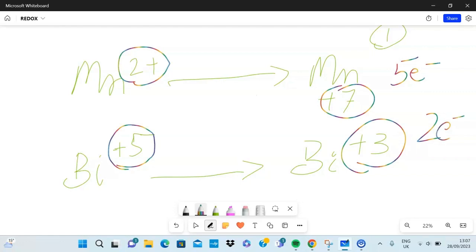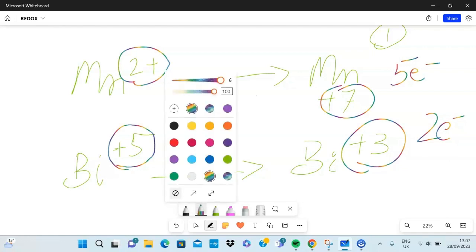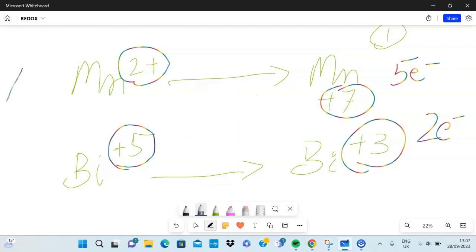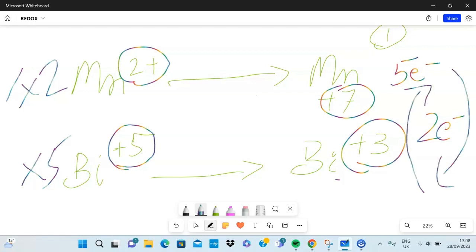Now what do you have to do to balance? Very straightforward. You just multiply with each other. Okay? So multiplying the first equation by 5. Whoops, sorry, not 5. Multiplying the first equation by 2 and multiplying the next equation by 5. Do you see what I did there? I basically swapped the electrons and then I'm going to multiply. So when I multiply, the answer is going to be.